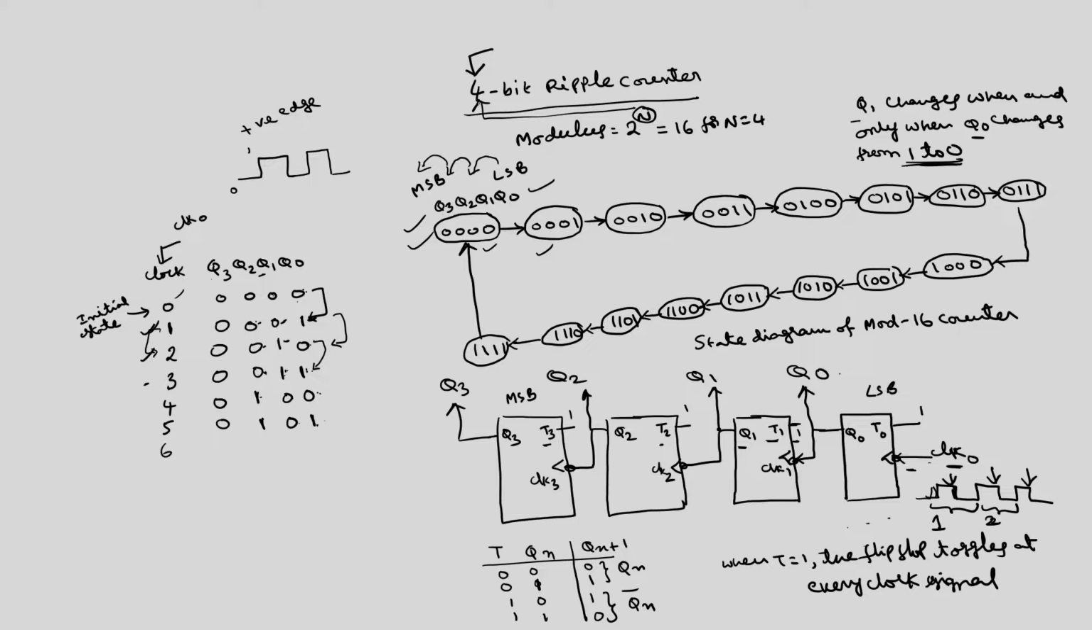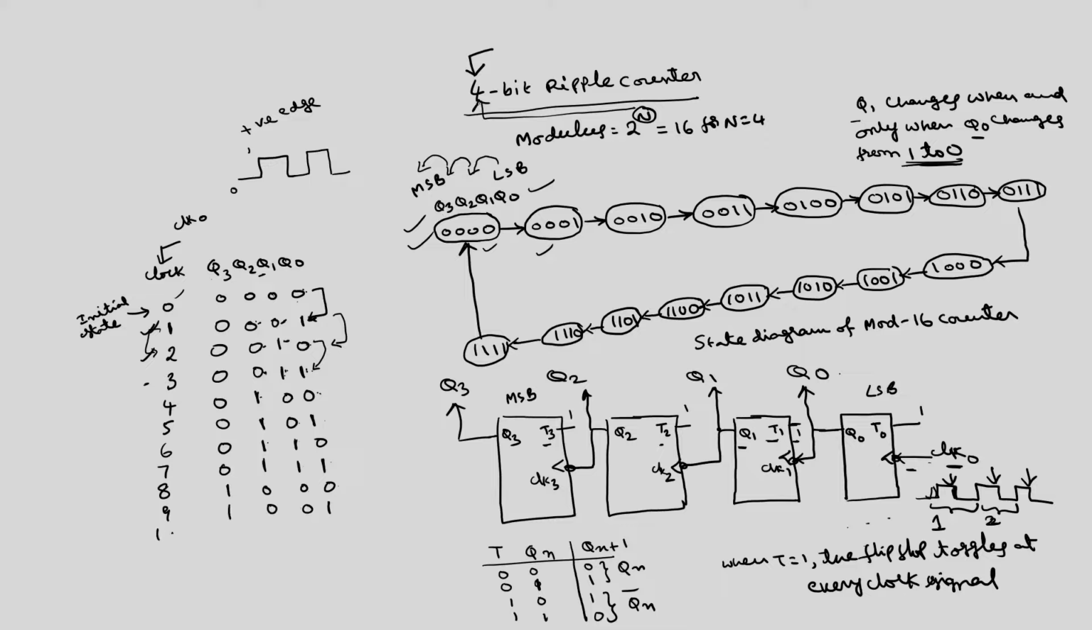Similarly at the sixth, 1 to 0 means change, 0 to 1 means no change, 1 to 1 means no change. At the seventh, 0 to 1 means no change, 1 to 1 means no change. At the eighth clock signal, 1 to 0 means change, 1 to 0 means change, 1 to 0 means change. Then 0 to 1 no change, 0 to 0 no change.